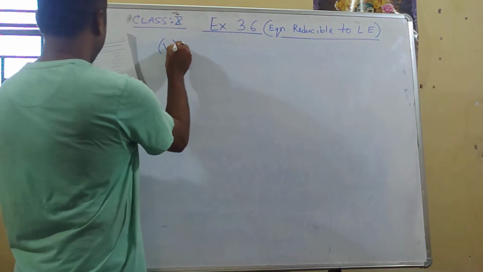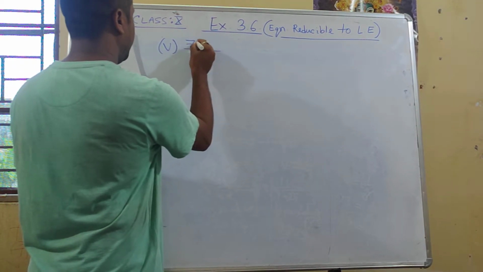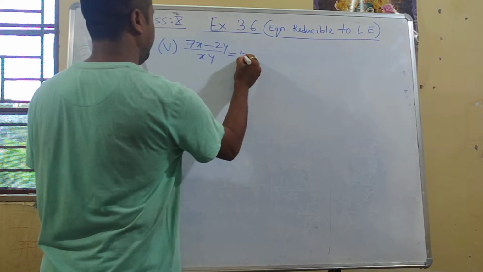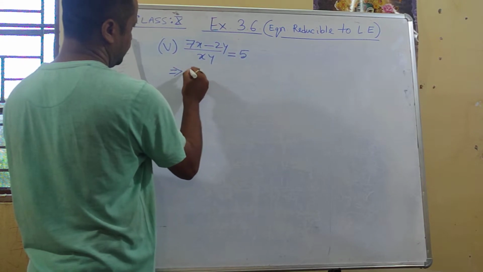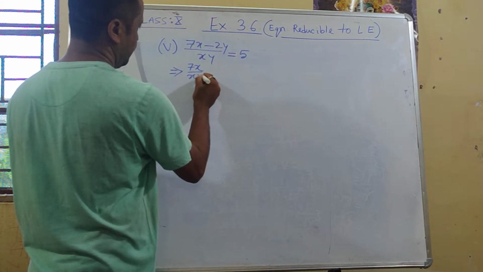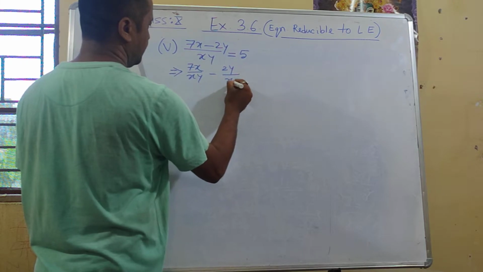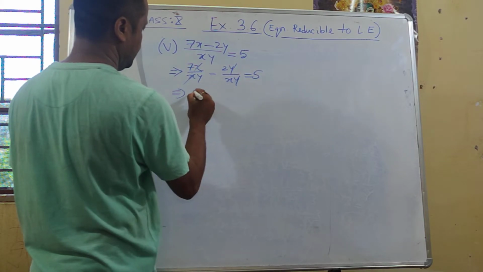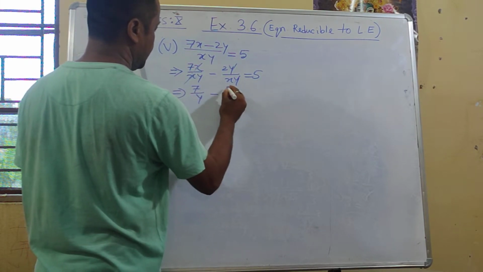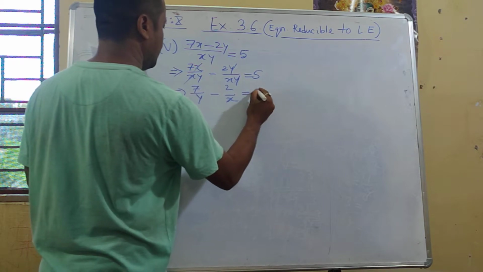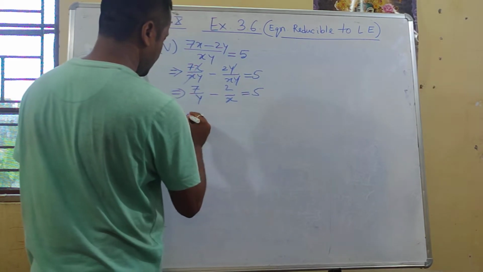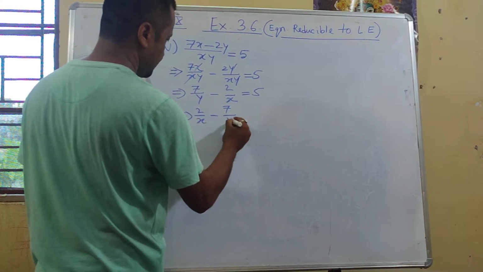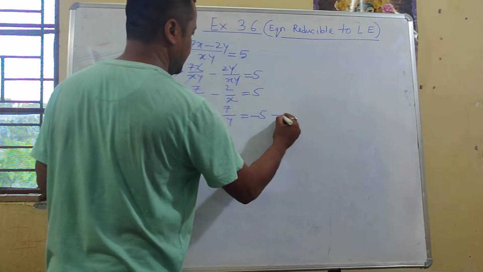Let us go to number 5. It is 7x minus 2y divided by xy is equal to 5. So you just break this: 7x by xy minus 2y by xy is equal to 5. So it will cancel. So it is 7 by y minus 2 by x is equal to 5. So if you multiply by minus 1, 2 by x minus 7 by y is equal to minus 5. It is number 1.